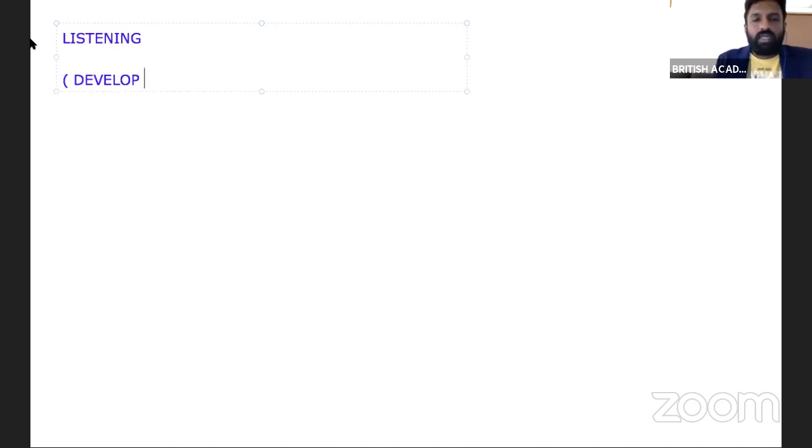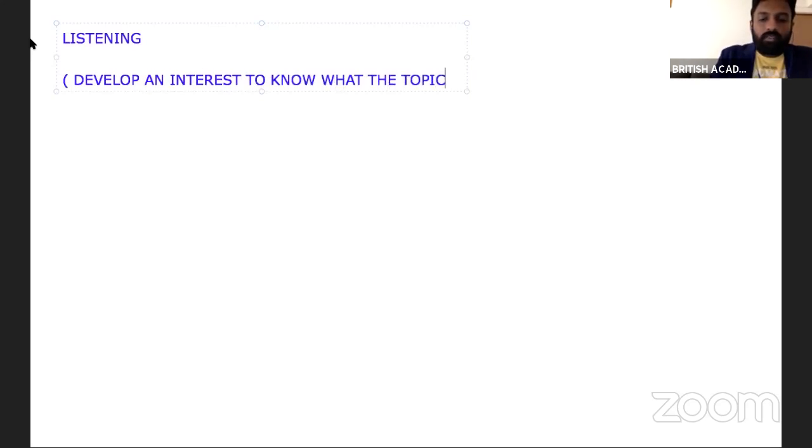But most of the candidates I've seen, when the instructions are going on, look here and there. They're pretty confident that when the audio starts, they'll get back to the topic and start solving the questions. Do not do that. That's a wrong attitude. It's better that even while the instructions are being played, your focus is 100%. Be sure with your focus, because in listening, you need focus. Then after that, develop an interest to know what the topic is.